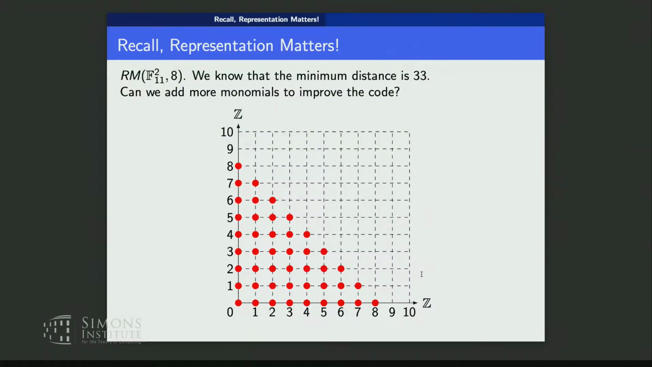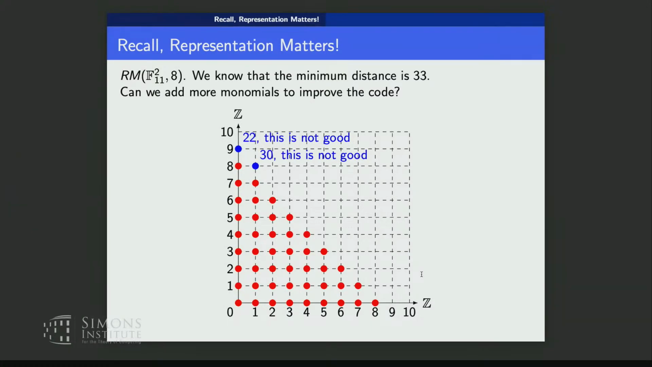It's the same Reed-Muller code. And remember, I want to add monomials without changing the minimum distance. Can I add that monomial to the code? Well, if you do that, you count the number of points, and that is going to be 22. If you do that, you will change the minimum distance from 33 to 22. So that is not a good option.